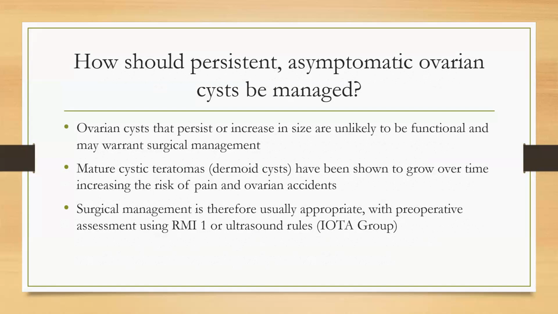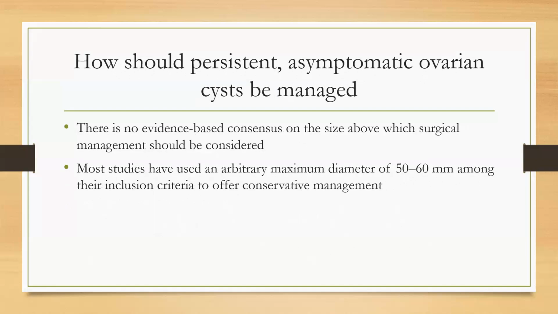So surgical management is therefore usually appropriate. The preoperative assessment uses RMI1 or ultrasound rules, IOTA group. There is no evidence-based consensus on the size above which surgical management should be considered. We cannot say that above 6 or above 7, we always do surgical management. But most studies have used an arbitrary maximum diameter of 50 to 60 mm in their inclusion criteria to offer conservative management. Most studies have said 50 to 60 is fine for conservative management.